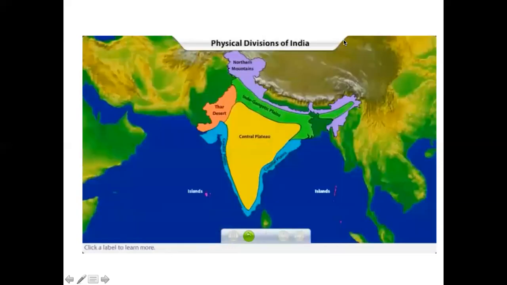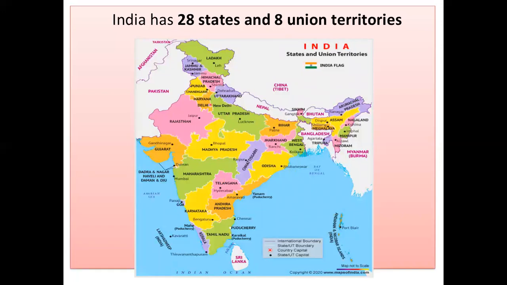So I'm sure, children, you must have enjoyed watching this video and must have learned a lot. Now let's see what is here on the slide. It is that India has 28 states and 8 union territories. Before we learn about different states and their location, let's know what's the difference between a state and a union territory. Every state is governed by a chief minister, but union territories are controlled by the central government and they are small in size compared to states.